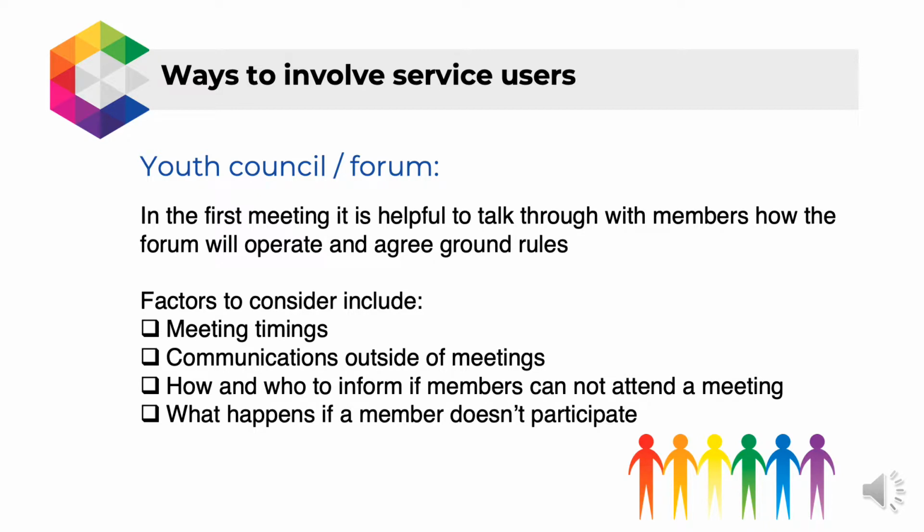And linked to this, what happens if a member just doesn't participate? So, for example, they cancel 4 or 5 meetings in a row. As a group, you might like to agree a particular cut-off after which someone would be deemed to be no longer a member of the forum. You can also ask the members themselves if they have any other factors they'd like to include within the ground rules, so that it's a collaborative process that everybody has agreed.